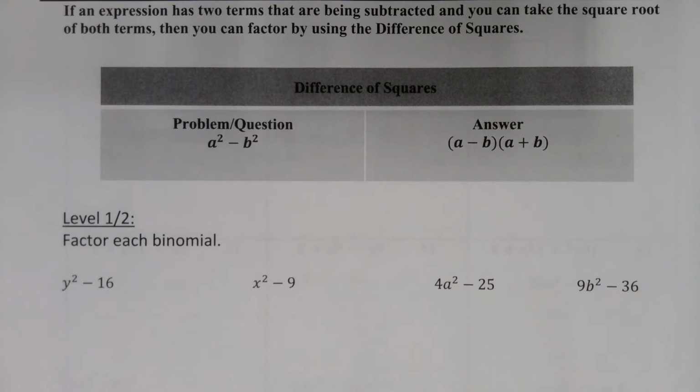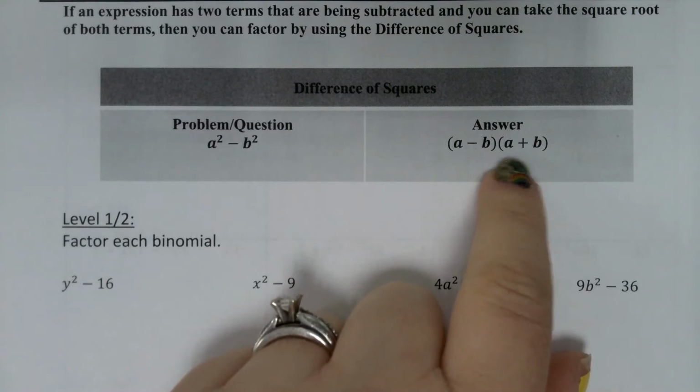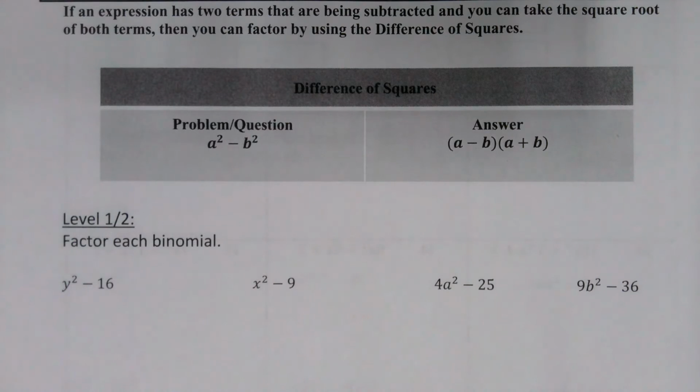The pattern is that you can take the square root of both terms and set them in their own separate factor and connect them with one addition sign and one subtraction sign. Let's take a look at the first example.